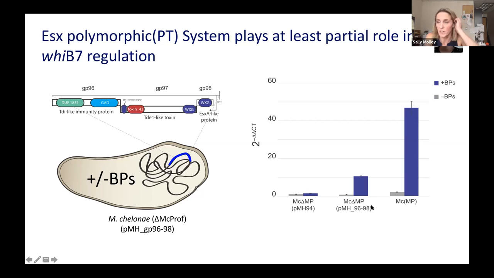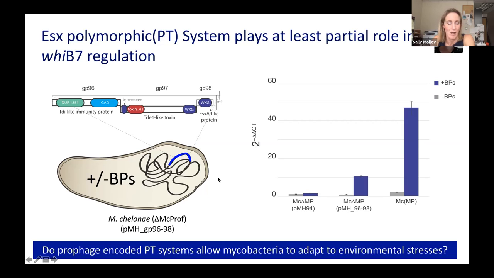And we saw a significant increase in YB7 in our recombinant strains, only if BPS was present, but it wasn't to the levels of strains that carried the entire McProf prophage. So there's more to learn here, but we think this could be important in YB7 regulation. We have some additional data that helps us understand this a little bit better, but I don't have time to show it to you. So maybe my next question might be, do prophage encoded polymorphic toxin systems allow mycobacteria to adapt to environmental stresses?